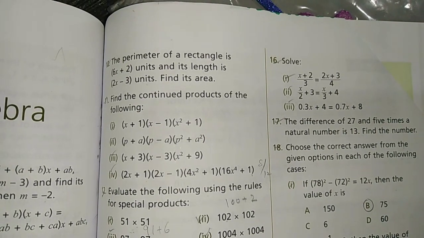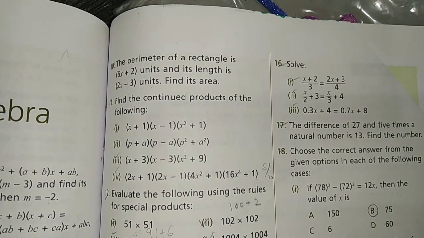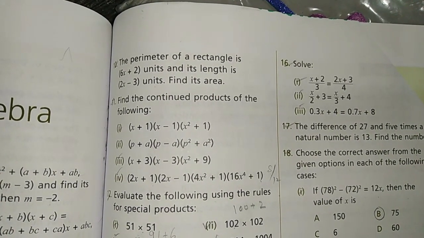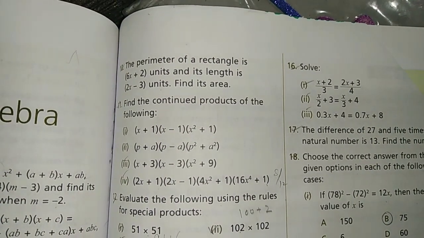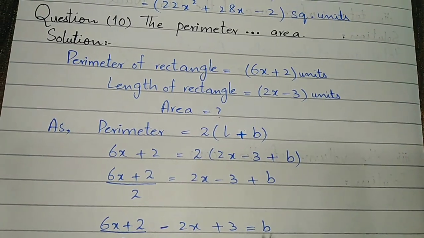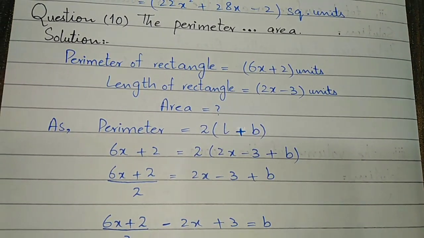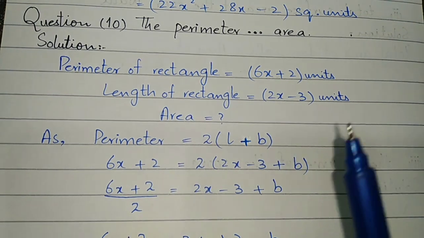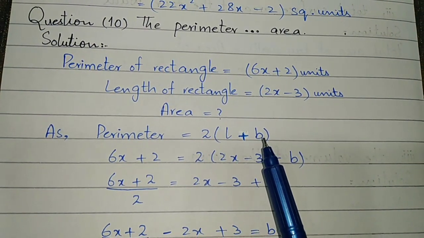Question number 10. The perimeter of a rectangle is 6x + 2 units and its length is 2x − 3. We have to find its area. The perimeter and the length of the rectangle are given. As we know, the area will be length times breadth. We don't have the value of the breadth, so we have to find it.